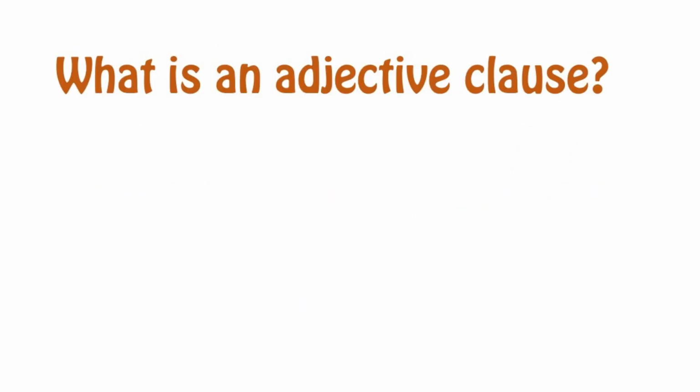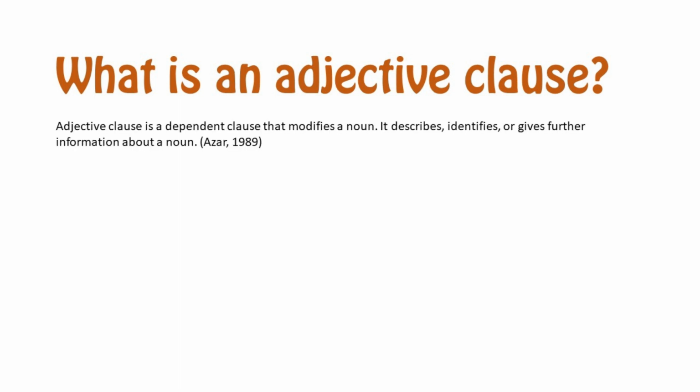Now let's come to what an adjective clause is. An adjective clause is a dependent clause that modifies a noun. It describes, identifies, or gives further information about a noun. Adjective clauses are divided into two types: essential adjective clauses and non-essential adjective clauses.